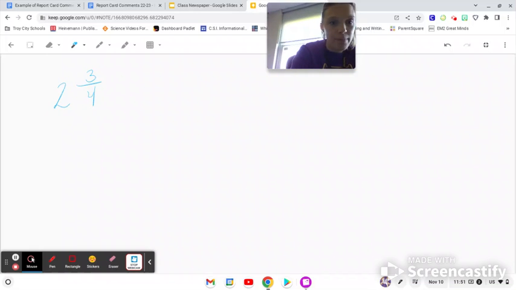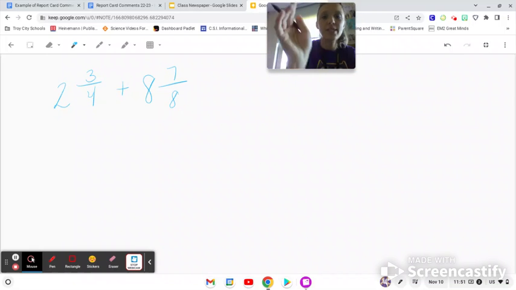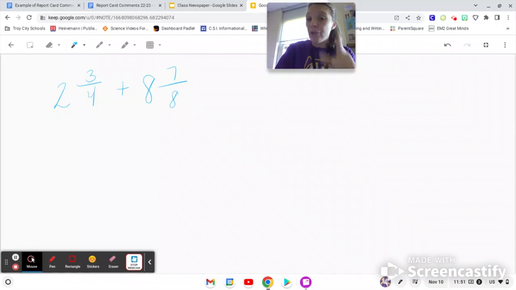2 3/4 plus 8 7/8. Okay, first thing I ask my students is, are these denominators the same? And they all go, no, it's not. But then I ask them, but are they related units? And they'll all say, yes, because 8 is a multiple of 4, or 4 is a factor of 8.